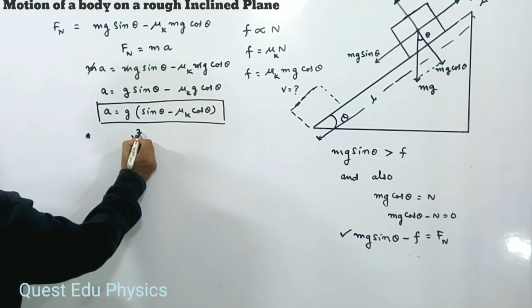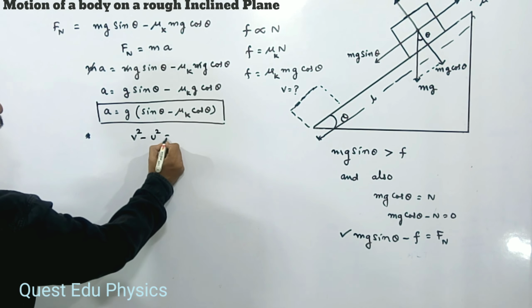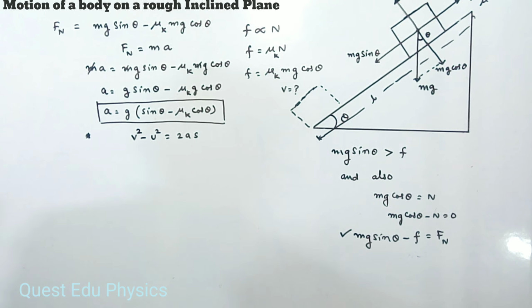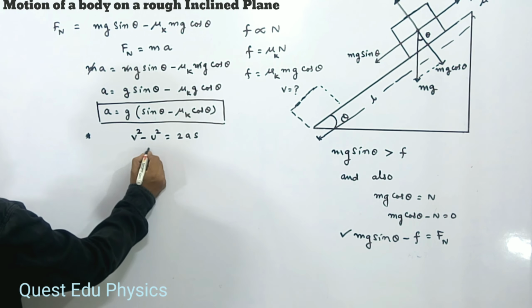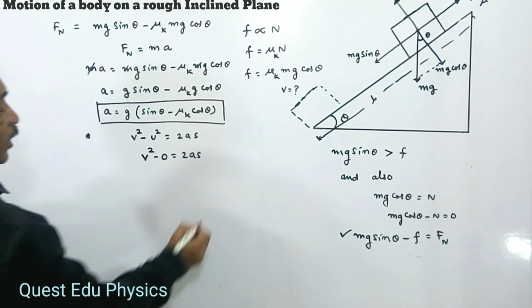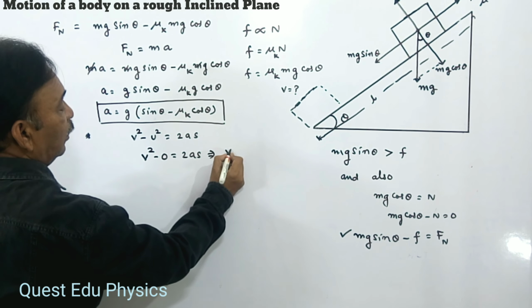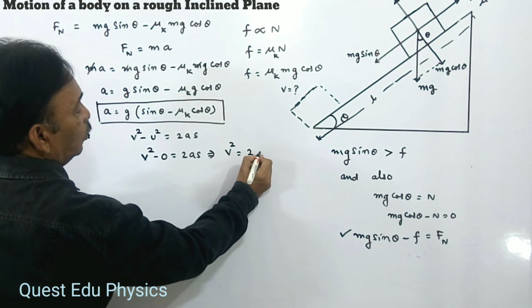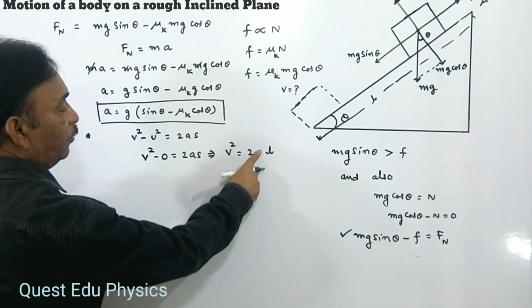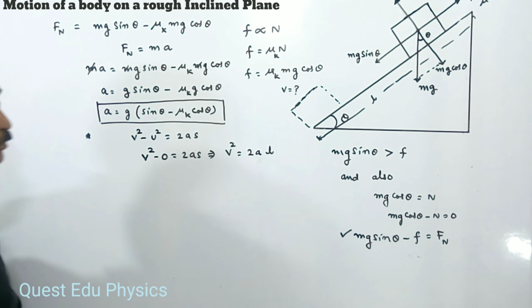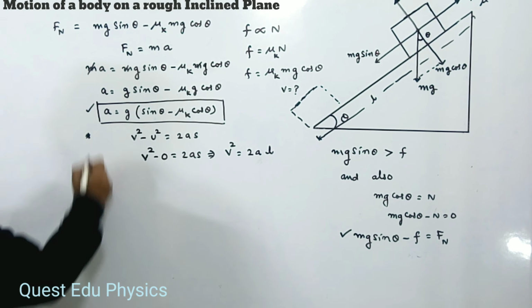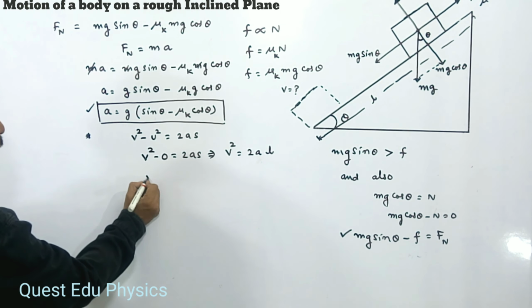We know that v square minus u square is equal to 2as. Okay students, then it can be written as v square minus 0 is equal to 2as. Okay, it gives v square is equal to 2gl or 2al. Okay students, getting me? But we have the acceleration a, we are inserting that value.